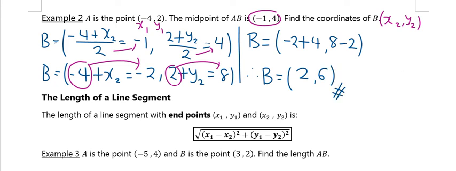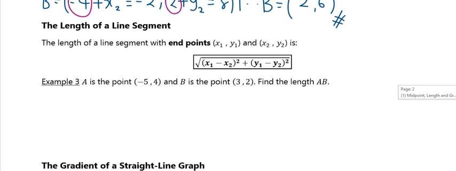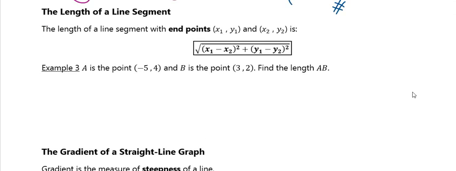Right, so let's move on to the next one, which is about the length of a line segment. So here is the formula. Basically we are using the same aspects, just that you have to use a different formula over here. x1 minus x2, everything squared, plus y1 minus y2, everything squared. All of the result will be under the square root.